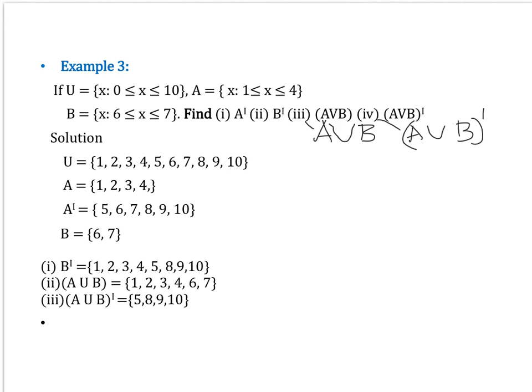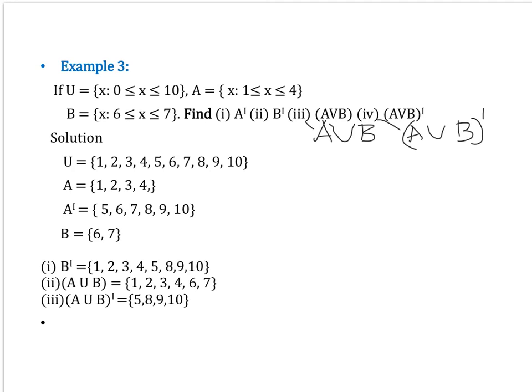When you interpret B, you get that B is equal to {6, 7}, because x is greater than or equal to 6, and less than or equal to 7. So x lies between 6 and 7. That is why we have B equal to {6, 7}. Then B prime, that is elements in the universal set but not in B. We have B prime equal to {1, 2, 3, 4, 5, 8, 9, 10}. These elements are in the universal set, but they are not in B.